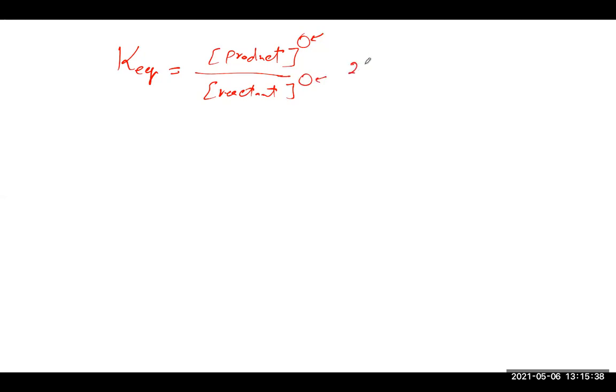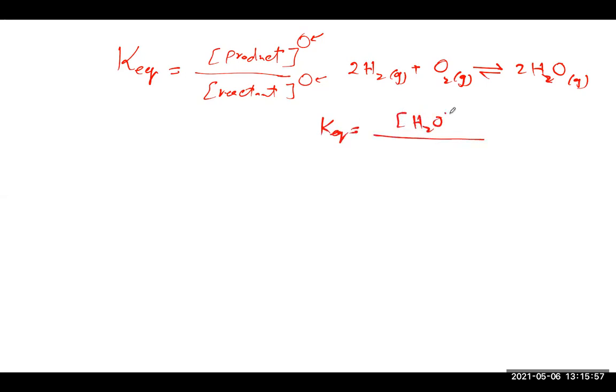So if you have 2H2 gas plus O2 gas, this will give you 2H2O gas. How to write the equilibrium expression, or the equilibrium constant, for this one? So K equals the product, and we have the product H2O with coefficient 2, so it will be to the power of 2. And for the reactant, we have two reactants. The first one will be H2 to the power of 2 times O2.